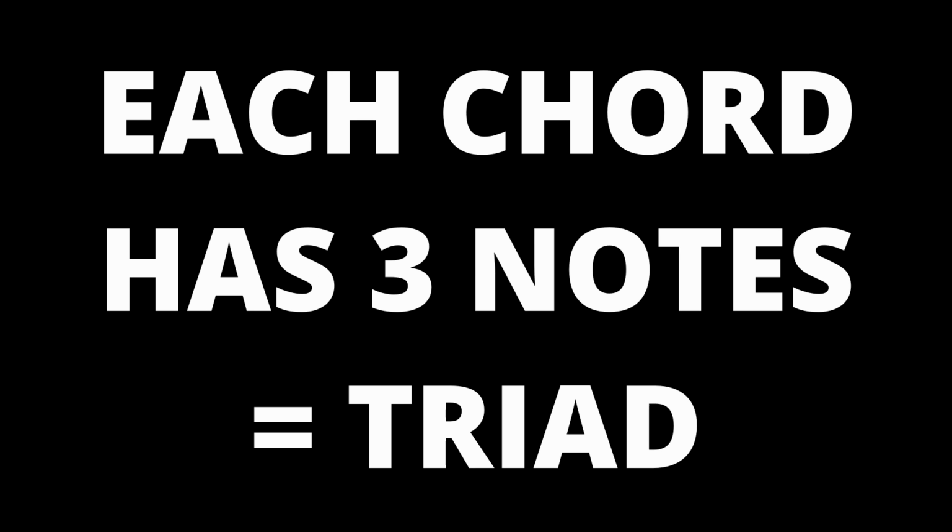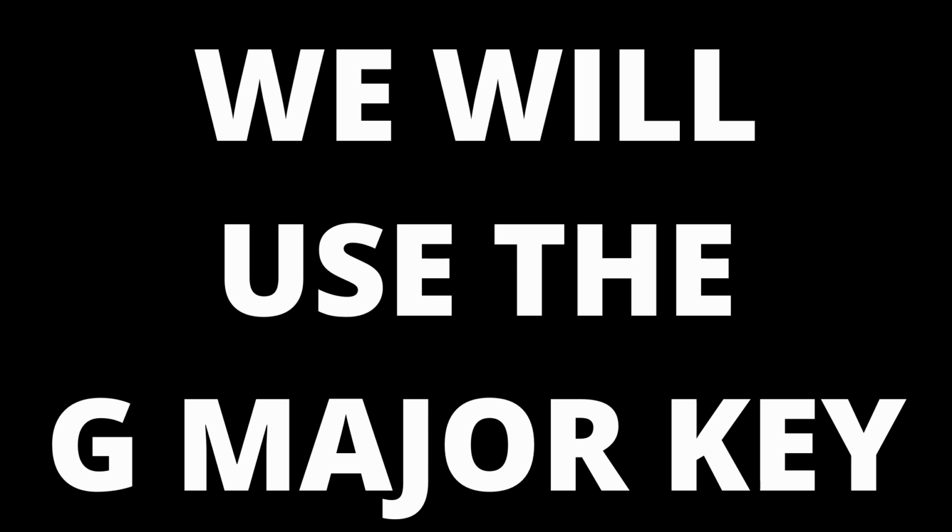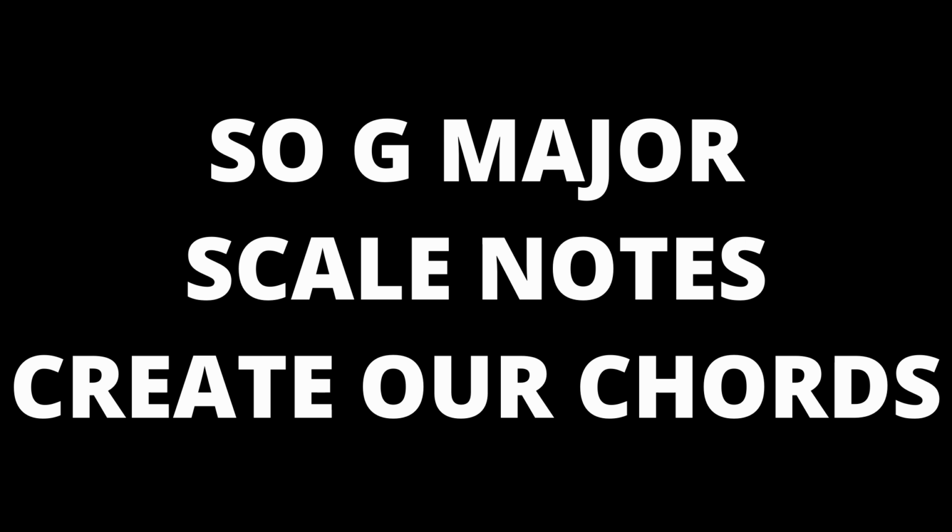The chords in a major key are created using notes from the major scale. Each chord is made up of 3 notes. This is why you may sometimes see them referred to as triads. In this video we will use the key of G major for all of our examples. So let's use the G major scale to create our chords. The G major scale has the notes G, A, B, C, D, E and F sharp.